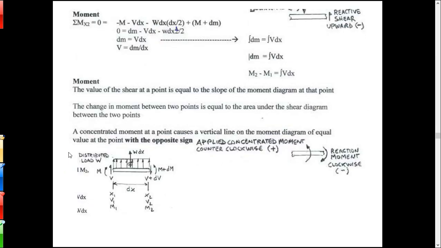Now for moment, the value of shear at a point is equal to the slope of the moment diagram at that point. And the change in moment between two points is equal to the area under the shear diagram between the two points. So what we're seeing here, the rules for going from load to shear are the same rules that are used to go from shear to moment. Namely, the value of that diagram is equal to the slope of the diagram below it. And the area under the diagram is equal to the change in the diagram below it. Those are basically the rules right there that we'll use, okay?